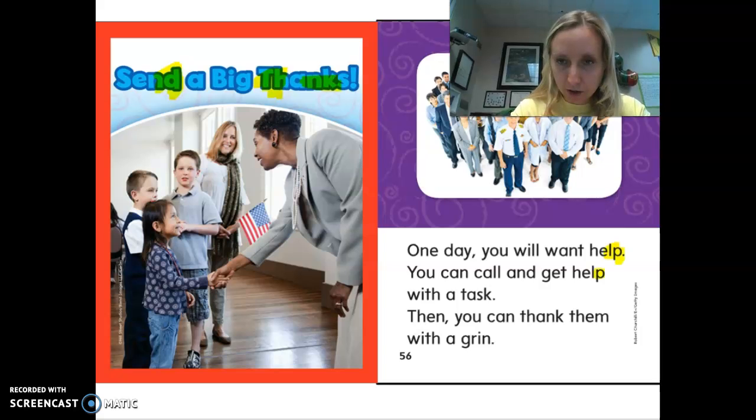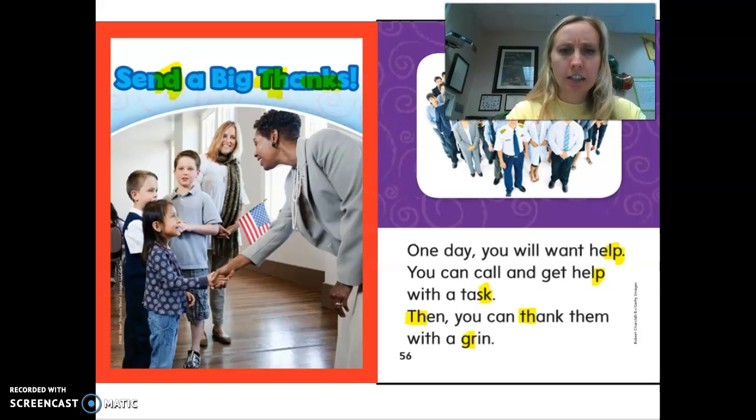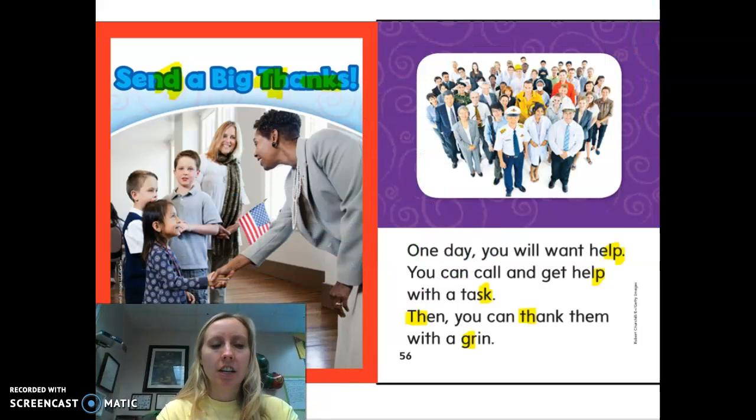So we have ulp, sk, gur. So we have a lot of blends. Oh, we do have some digraphs, but not as many as we did the other day with the fish story. Okay, I'm going to let you go first, then we'll do it together. Okay, ready? Go ahead.